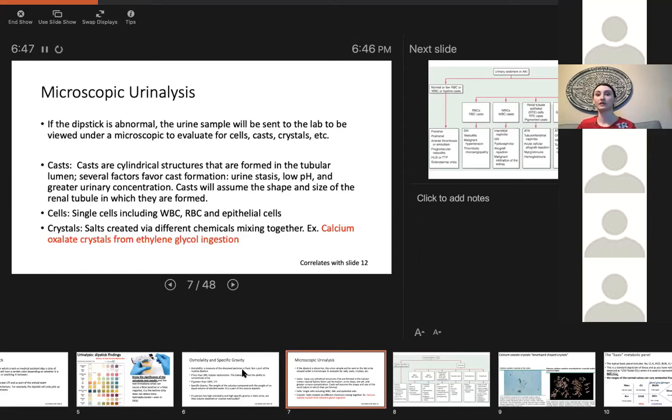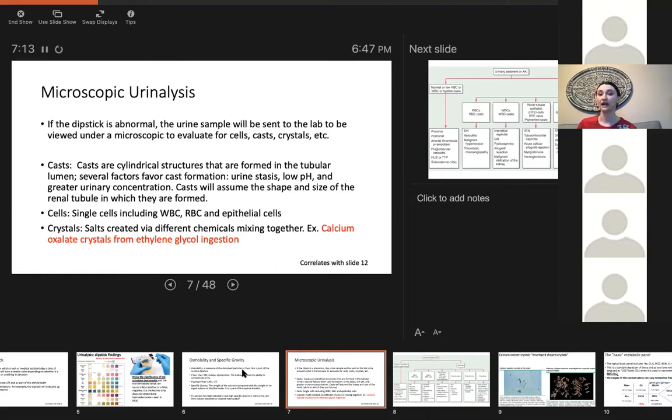The thing about casts, it's kind of cool. Think of it as if you put putty in a tube, and then it's pushed through the tube. It forms that shape of the tube. So that's why they're cylindrical.